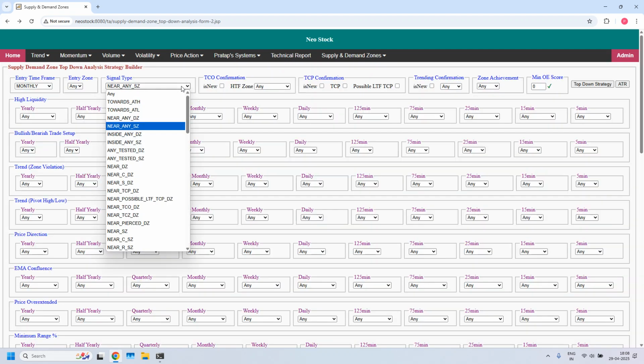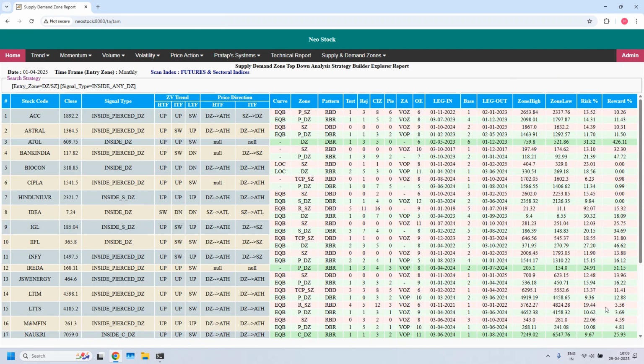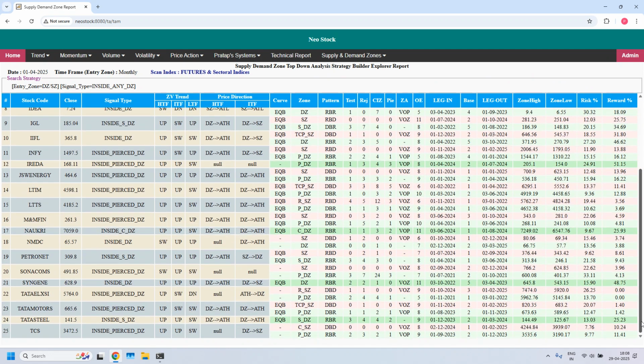Next, price closed inside the monthly demand zone. First 17 stocks in the list. Scrolling the list down. Total 25 stocks are filtered.